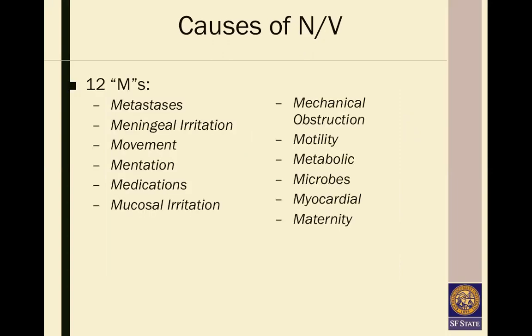So we look at the causes of nausea and vomiting. To make it easy to remember, we can use the 12 M's: metastases, meningeal irritation, movement, mentation, medication, mucosal irritation, mechanical obstruction. So like in our GI tract, when we have a bowel obstruction, it will cause people to be nauseous and vomit because nothing can go through. Motility is also related. If they've got an obstruction or constipation, so nothing's moving, then that can build up the stool and cause someone to feel nauseous and vomit. Then metabolic, microbes, mitochondrial, and maternity.